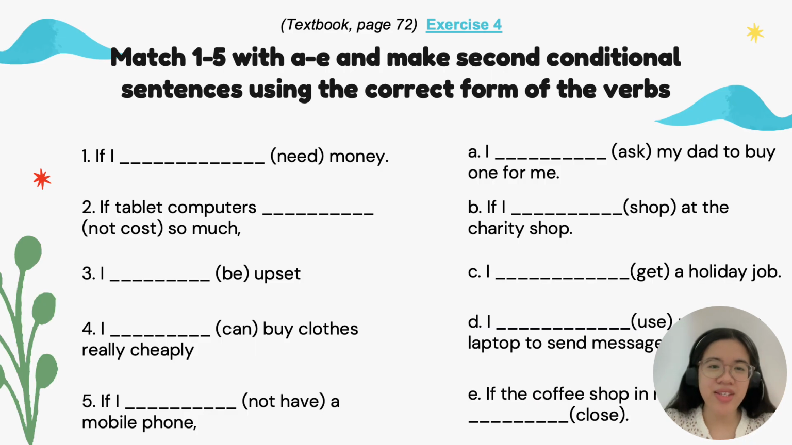Okay, so now we move on to exercise number 4, page 72 in the textbook. We will match number 1 to 5 with A to E and make the second conditional sentences using the correct form of the verbs. Okay, so again, could you please pause the video and do exercise number 4? After that, we're going to listen to the explanation of the exercise.